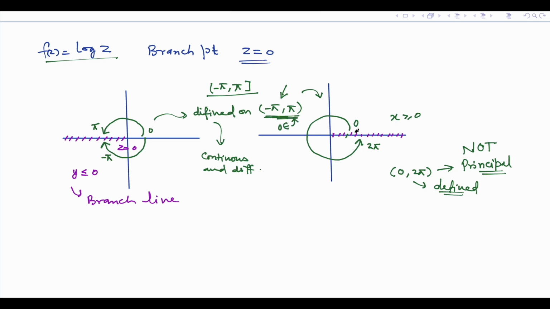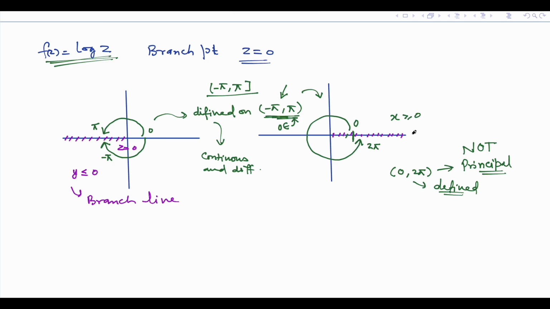And if you cross this line, then what happens is, at the branch line, the function has two different values, with a jump of 2πi. So it means that the function is not continuous. While defining the derivative of such functions, be very careful that you should not cross the branch line or branch point for the given function.